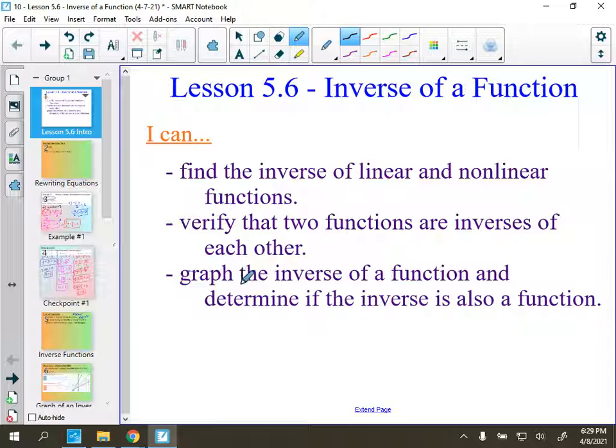Not a ton. We only did one example here, but we looked at how the graphs are affected, reflecting over y equals x, using that horizontal line test. That's this part, determining if the inverse is a function, and flipping the tables around. So there were some graphing components that we looked at as well.